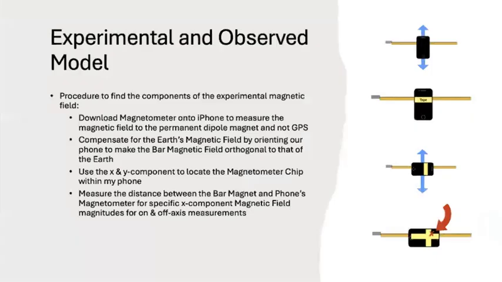Going into our procedure for the experimental part, we first had to download a magnetometer app that measured the magnetic field due to a magnet and not GPS. We compensated by orienting our phone orthogonal to the Earth to offset any effects that may have on our results. Then we used tape measures and pieces of tape to locate the magnetometer chip within my iPhone, which was in the top corner, like shown here, and measured the distance between the bar magnet and the phone's magnetometer for specific x component magnetic field magnitudes for on- and off-axis measurements.